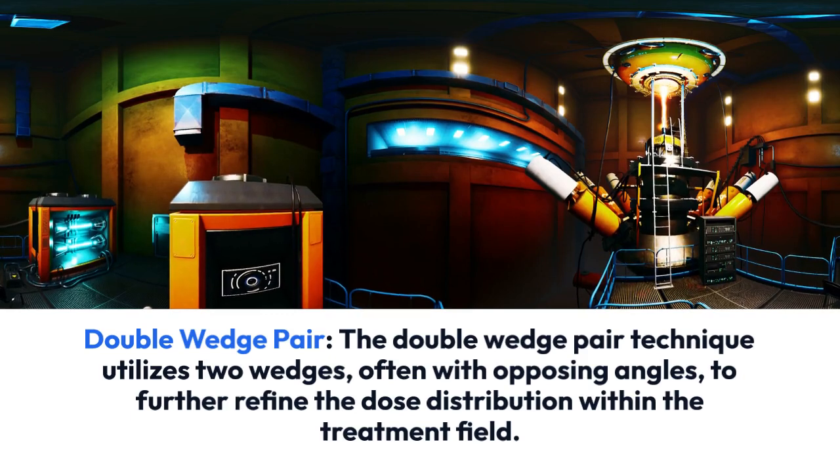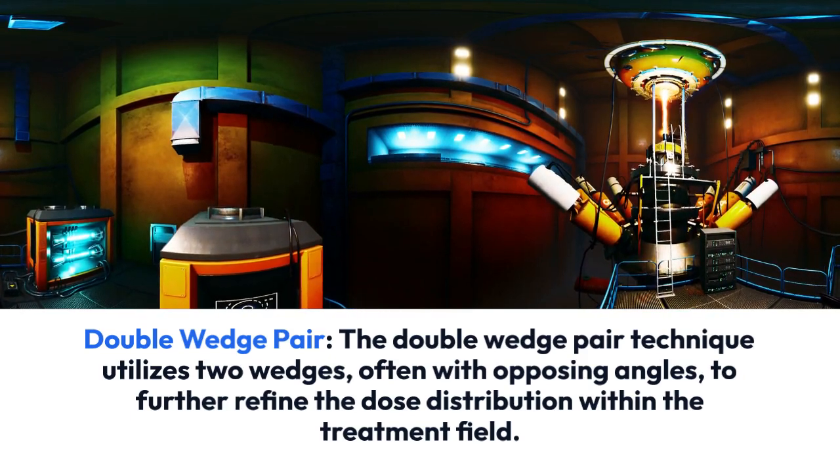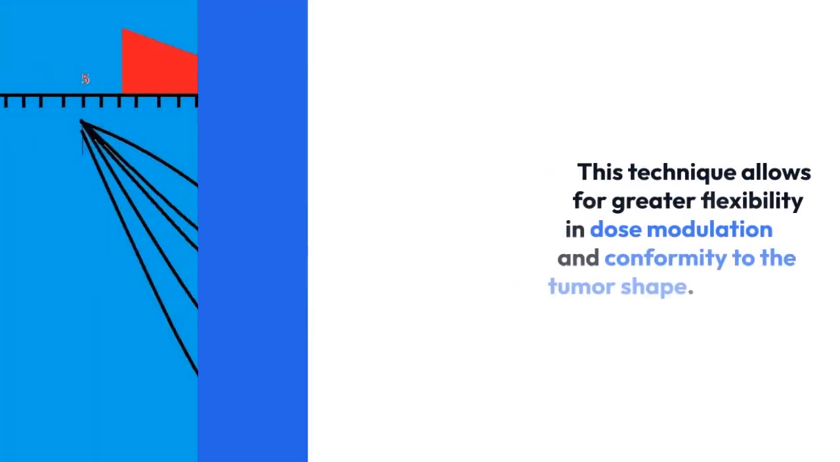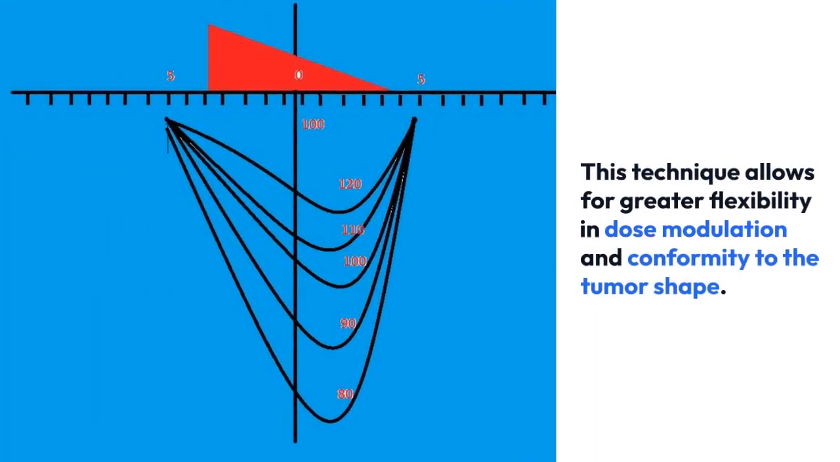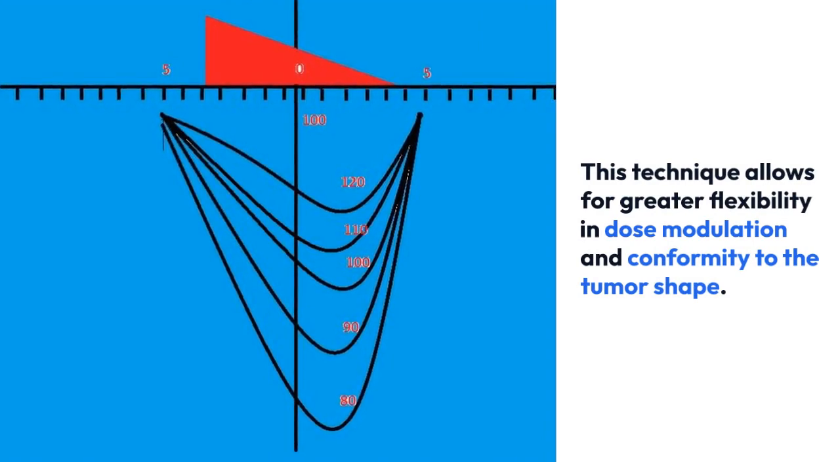Double wedge pair technique utilizes two wedges, often with opposing angles, to further refine the dose distribution within the treatment field. This technique allows for greater flexibility in dose modulation and conformity to the tumor shape.